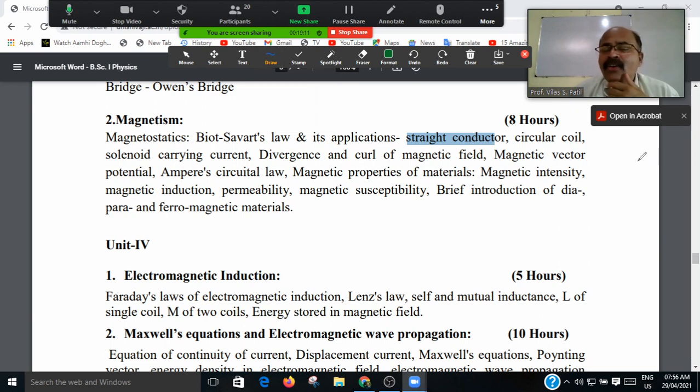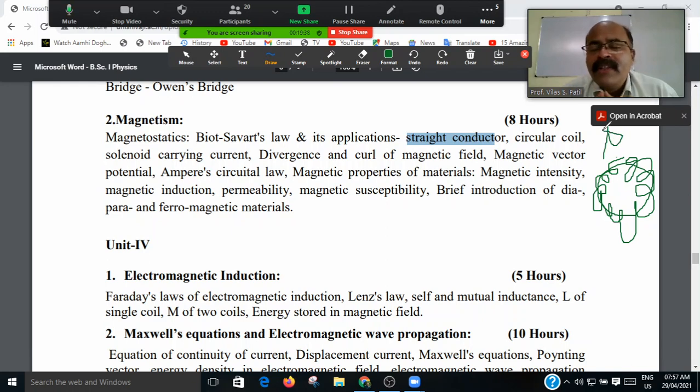And here is the circular coil. Consider this is the circular medium, through which there is a coil, and that will be a circular coil, friends. In this way this is the circular coil, and that circular coil carries current I. Then what will be the magnetic field?